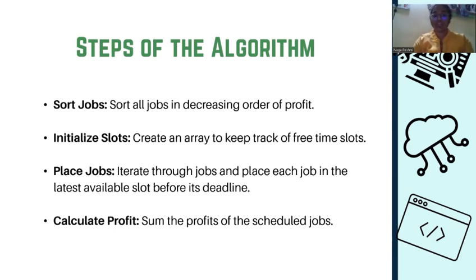Then the third step is to place jobs. We need to iterate through the jobs that are sorted in descending order and place each job in the latest available slot that is before its deadline. As we have previously created an array with size equal to the number of jobs in the given problem, we iterate through the sorted jobs and place them into that array before their deadlines. The fourth step is to calculate the profit, the sum of the profits of the scheduled jobs. This gives the maximum profit, and that will be the solution of job sequencing with deadlines.